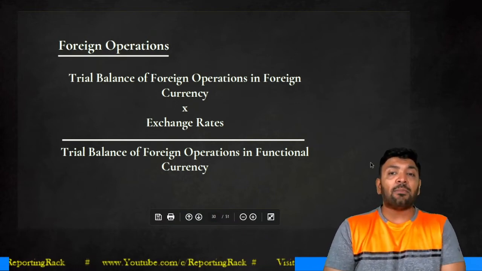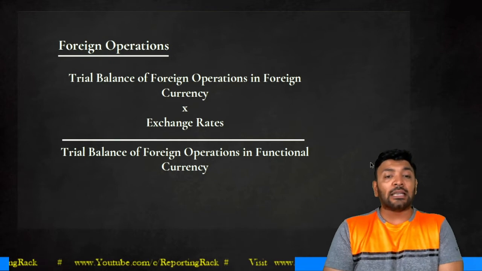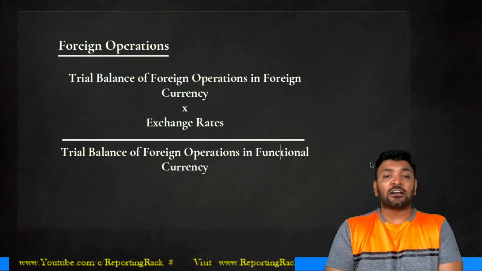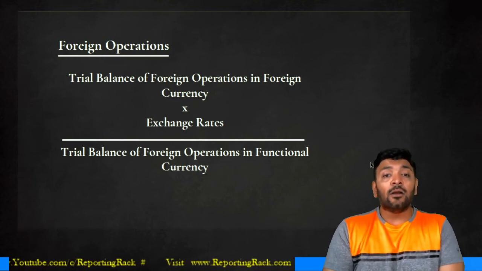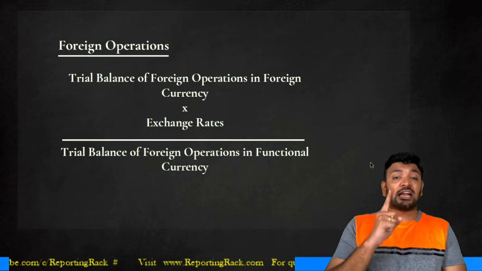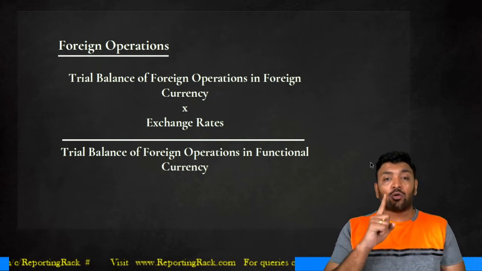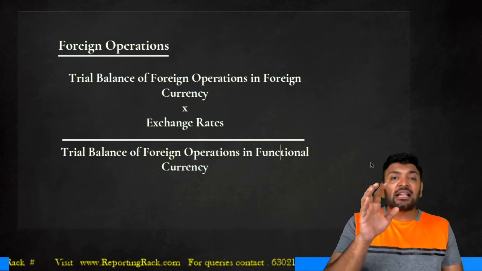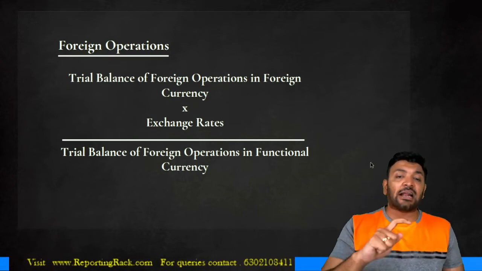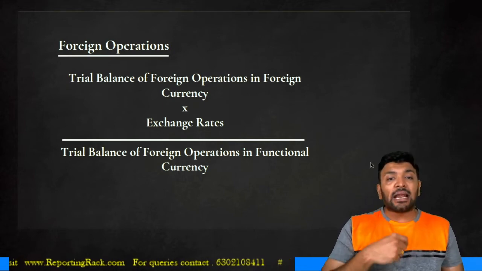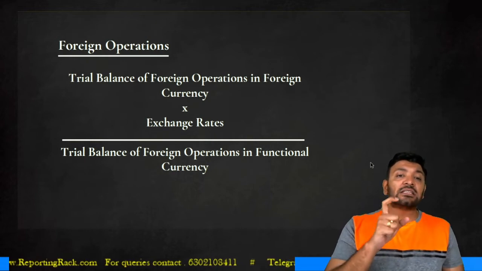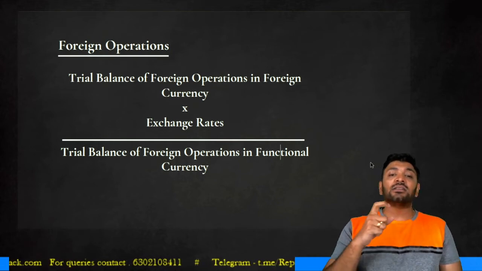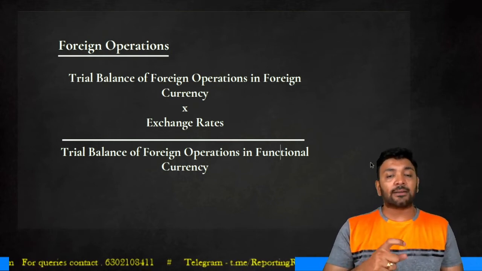You're translating the trial balance of the foreign operation by multiplying with the exchange rate to derive a trial balance of foreign operations in functional currency. Why do you need that? Because I need to present one single set of financial statements for the enterprise. If it is a holding and subsidiary relationship, then I have to present consolidated financial statements. If it is a branch, then I have to combine the trial balance to present the financial statements of my enterprise. So to combine them, to consolidate them, you need to translate the foreign currency trial balance of the foreign operations by using certain exchange rates into a trial balance in functional currency.